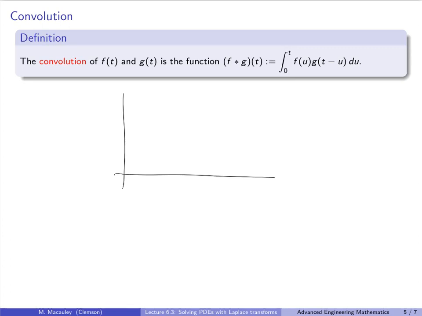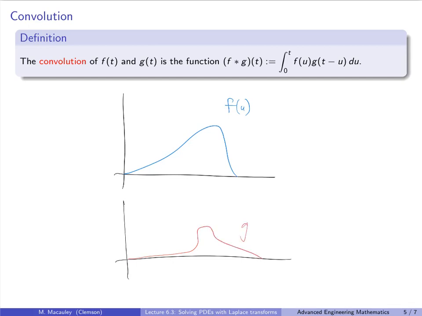So suppose f of u is like this, say this is f of u, and suppose g is some other signal, maybe it's like that, g of t or g of u, doesn't matter what variable we use. Then what we're doing here is g of t minus u, so we're going to flip this, reflect it horizontally across the y-axis, and then we're going to move it in this direction.